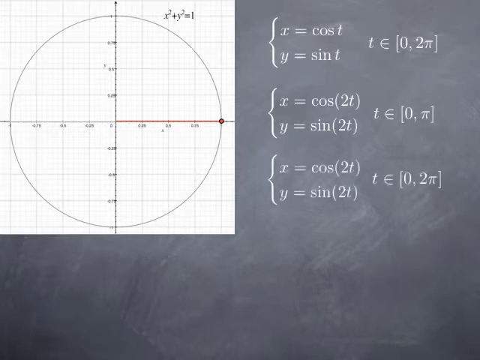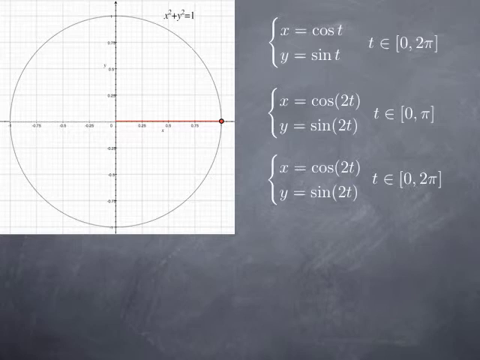Of course, if we take the same parameterization with x is cosine 2t and y is sine 2t, but now we take t between 0 and 2 pi, we go still twice as fast as for the first parameterization that we have looked at, but this time we describe the circle twice. So overall, we go for the same time from 0 to 2 pi, but in that time we go around twice because, of course, we're moving twice as fast.